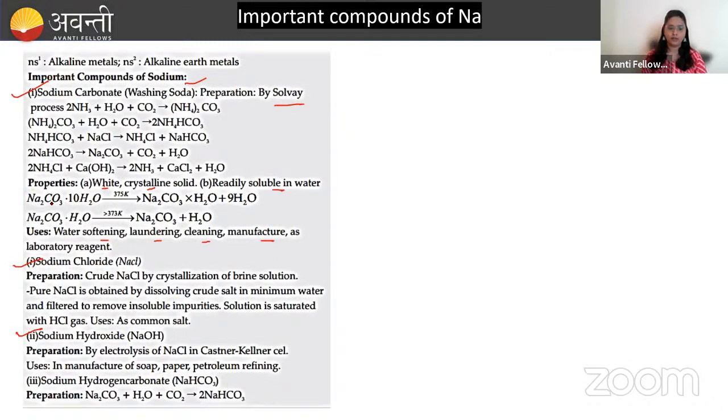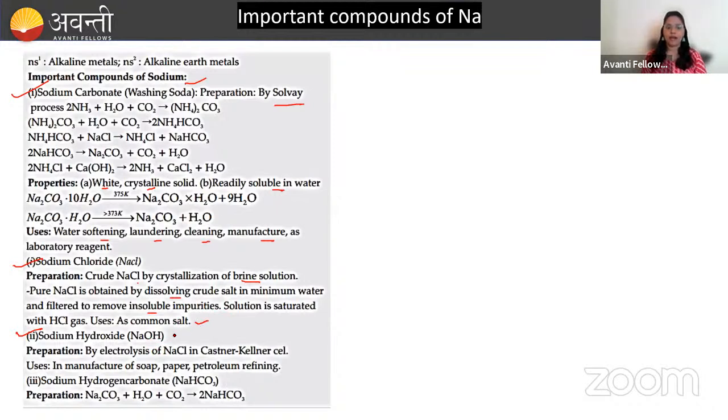Next, sodium chloride. So sodium chloride is prepared as crude NaCl by crystallizing a brine solution. Okay, brine solution ka crystallization karne ke baad you get a crude NaCl. Pure NaCl is obtained by dissolving this crude salt in minimum water and filtering the insoluble impurities. Okay, it is known as a common salt. NaCl, you know, it is a common salt, right? If you don't know, then please remember this.